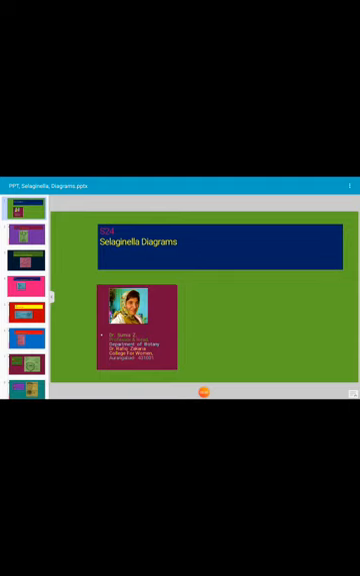Today's topic for discussion is Selaginella diagrams. Selaginella is a pteridophytic plant. This is the photograph of Selaginella. The Selaginella sporophyte is differentiated into root, stem and leaf. Leaves are microphylls because they are very small.